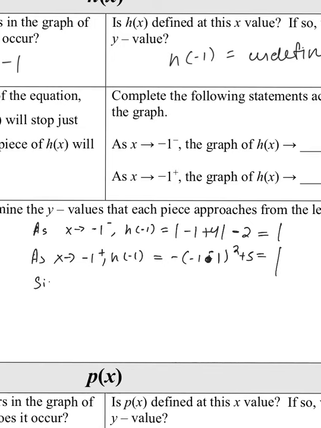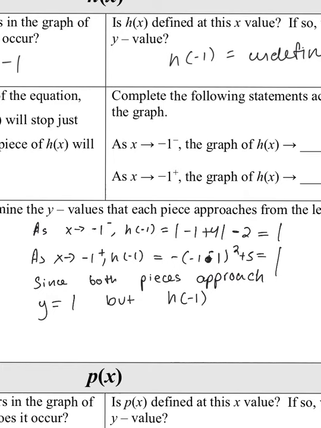So since both pieces approach the same y value, and our y value is 1, but what happens when our x value is -1?